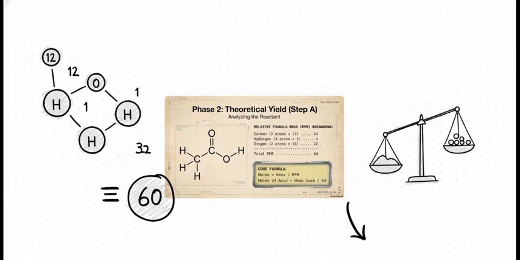We start with our main reactant, ethanoic acid. Think of it like a recipe. By adding up the atomic masses of all its parts, 2 carbons, 4 hydrogens, 2 oxygens, we get its relative formula mass, or RFM, which is 60. This number is basically a conversion key that lets us translate the mass we used into a universal unit chemists call moles, which is just a convenient way to count huge numbers of molecules.